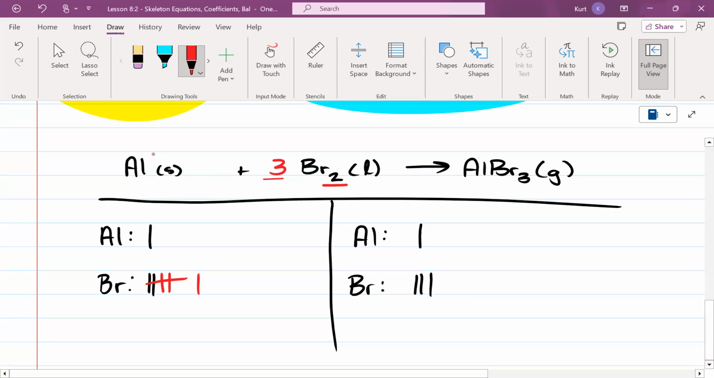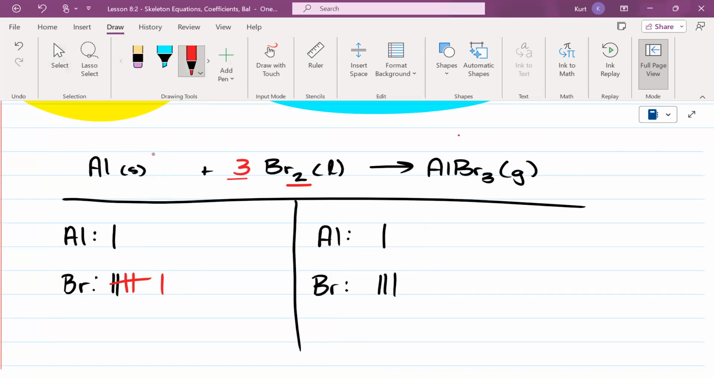what coefficient should I put in front of aluminum bromide to make my bromines equal 6 on the product side? A 2, but hold on. I know what some of you are thinking. I can feel it. You're thinking, can we squeeze a 2 right in there? The answer is no, you cannot. It is a package deal. AlBr3 is all one compound.